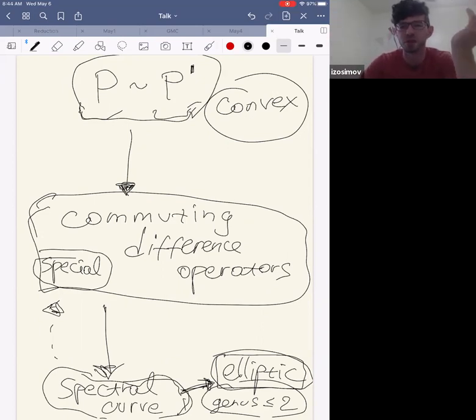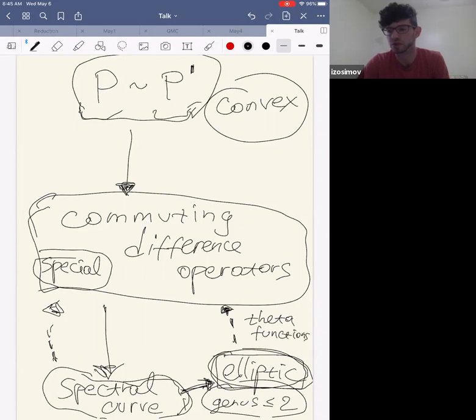It's coming from some commuting operators. Seems to have nothing to do with Poncelet's curve. So the way the proof goes further is, as I said, here we can apply this inverse spectral theory. Knowing what the curve is, now we can reconstruct our operators using theta functions on our curve. And since our curve is elliptic, this will be the standard Riemann theta function. So this will be theta functions in genus 1. That's an ordinary theta function.